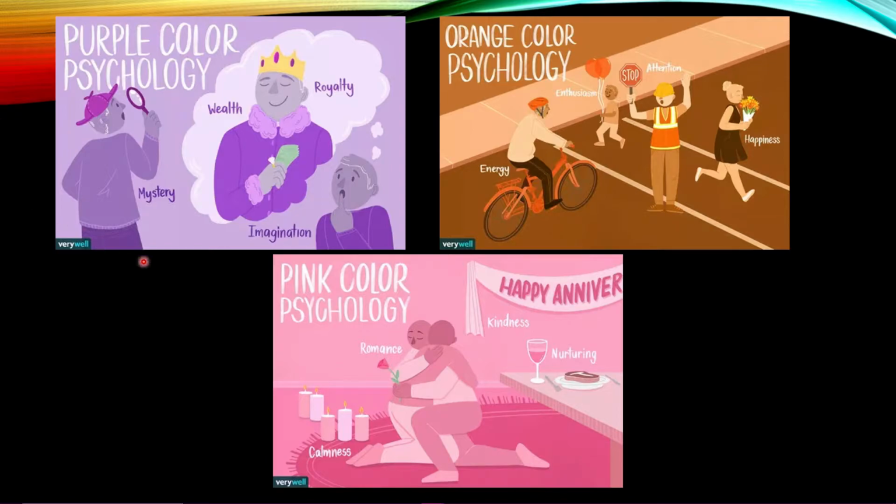Next is purple, which we also know as violet. That can show mystery, wealth, royalty, and imagination. Okay, moving on next to orange. We have energy, enthusiasm. We also have attention again, and happiness. Then our last color is pink. That is going to be for calmness, romance, kindness, and nurturing.